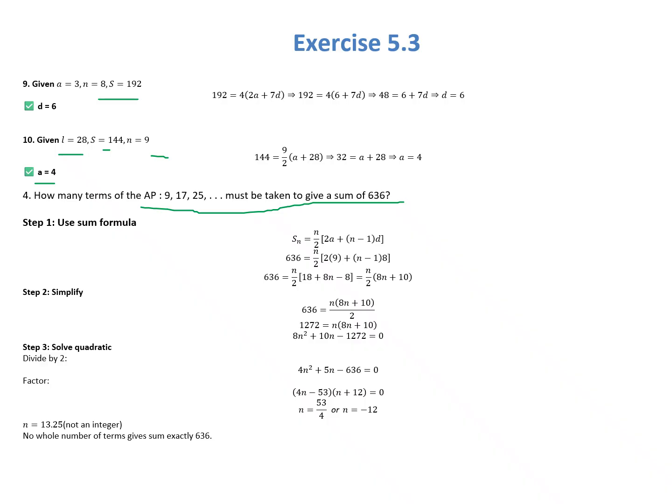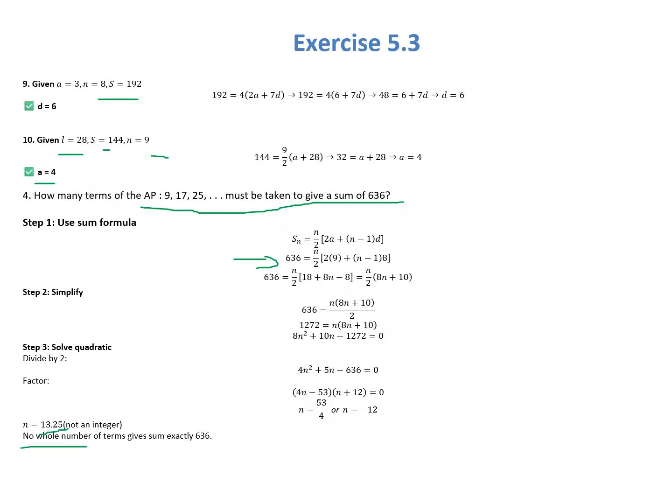Next question: how many terms of the AP must be taken to give the sum of 636? So we have to find the value of n wherein the sum is given as 636. We'll substitute the sum as 636. We have given a as 9, d as 17 minus 9, which is 8. When we put that value in, we'll get the value of n. So n comes to 13.2, which is not an integer.